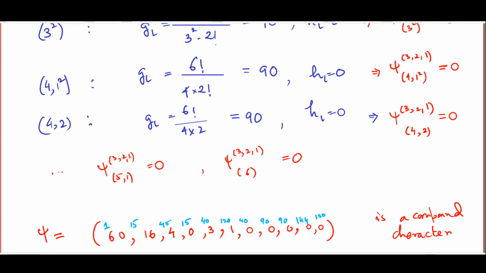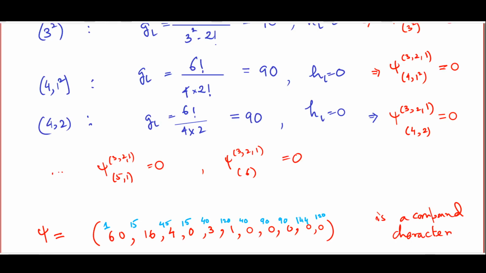Actually, we already know that this has to be a compound character. The identity here has a value 60. This is a 60-dimensional representation that we are really talking about. And you cannot have a 60-dimensional irreducible representation for S6 which has only 120 elements. Remember, sum of the squares of the dimensions have to add up to the number of elements. 60 square is already way too big.